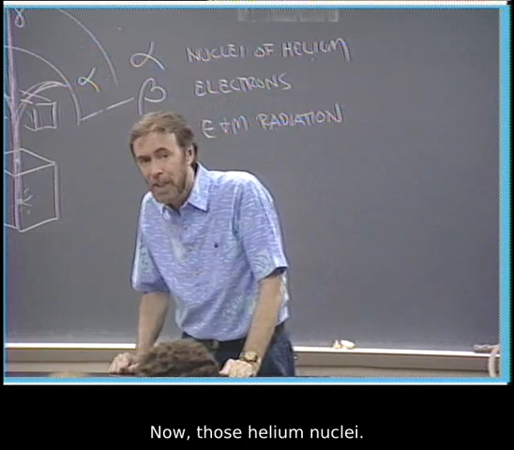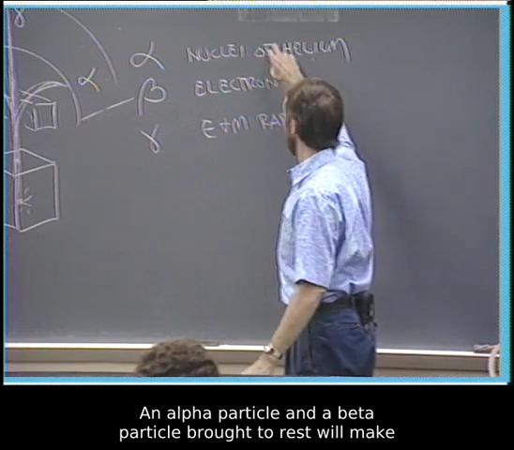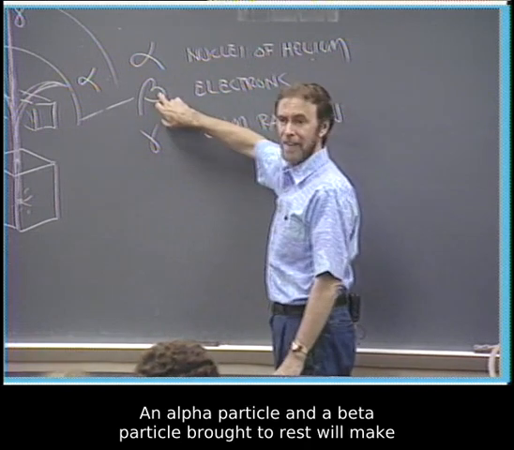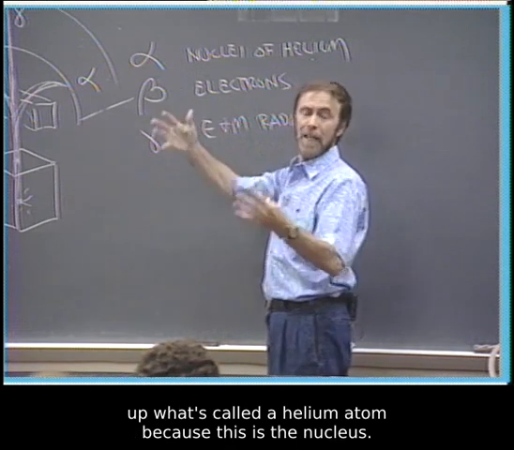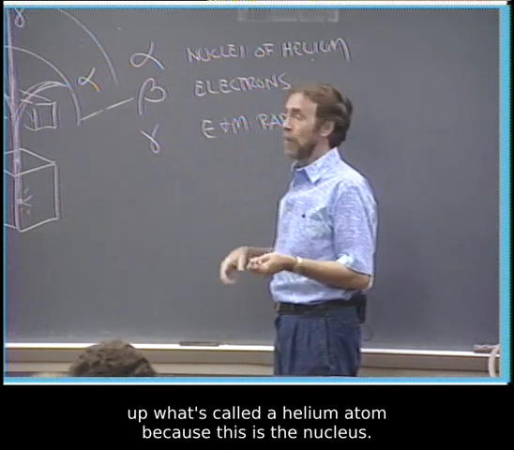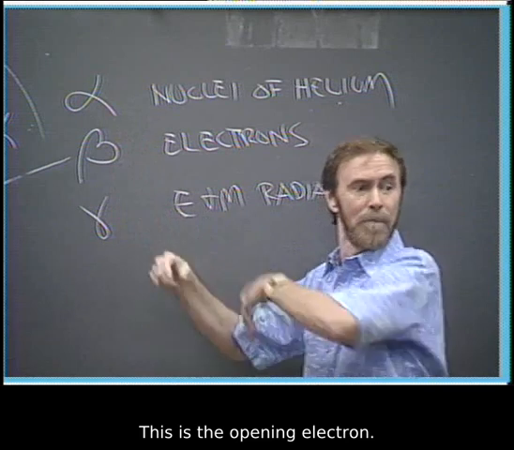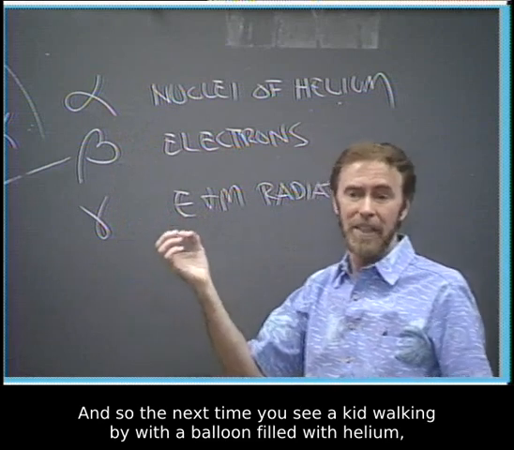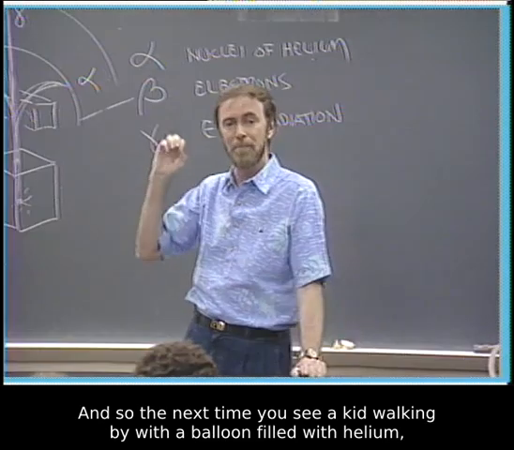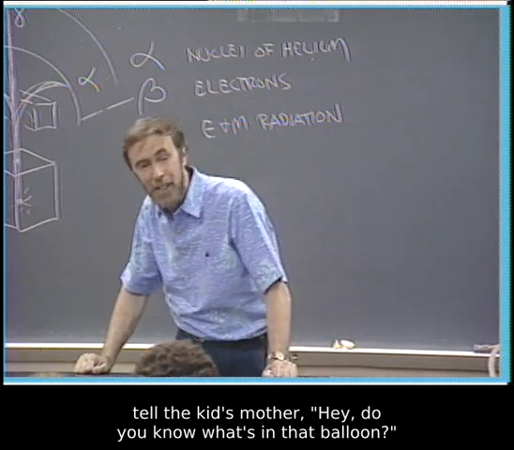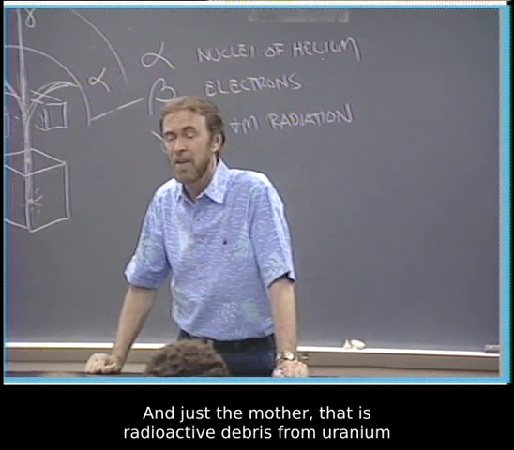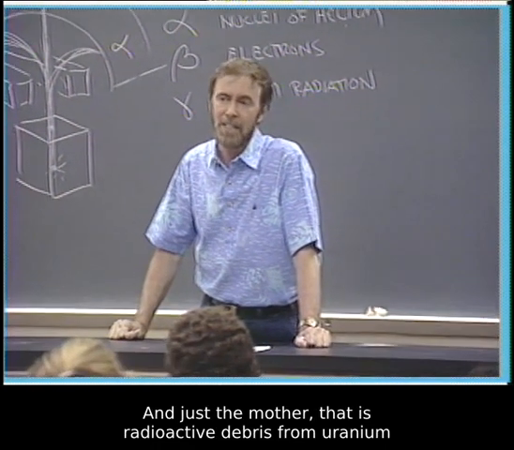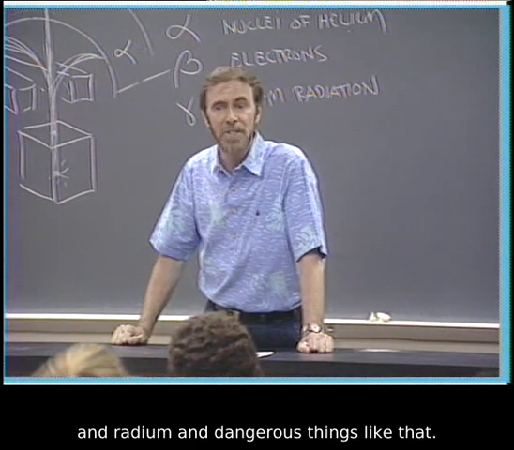Now those helium nuclei, an alpha particle and a beta particle brought to rest will make up what's called a helium atom. Because this is the nucleus, this is the orbiting electron. And so the next time you see a kid walking by with a balloon filled with helium, tell the kid's mother, hey, you know what's in that balloon? That's radioactive debris from uranium and radium and dangerous things like that.